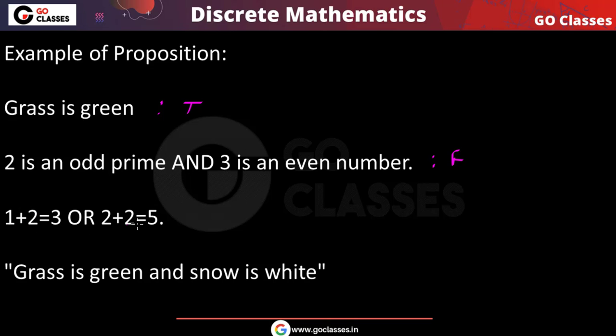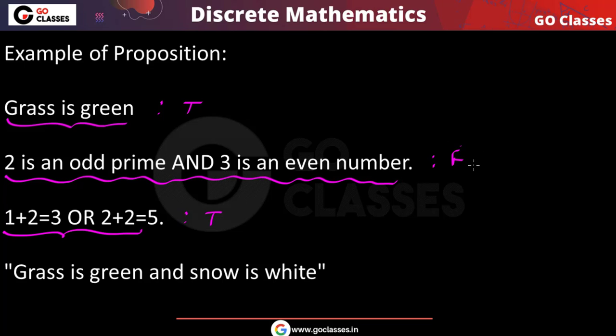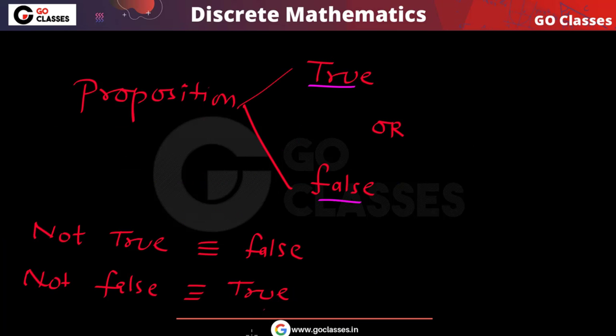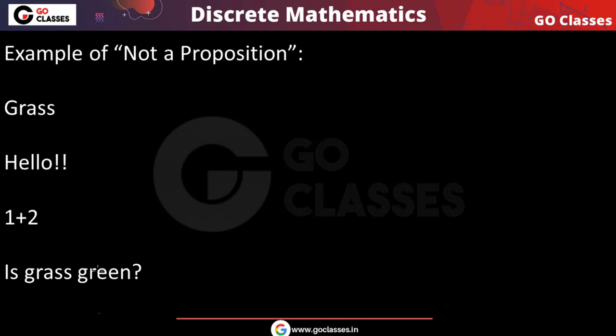1 plus 2 equal to 3 or 2 plus 2 equal to 5. This is also a proposition. This is a true proposition, a proposition whose truth value is true. Similarly, this is a proposition whose truth value is true. Similarly, this is a proposition whose truth value is false. This is called truth value. Similarly, this is a proposition whose truth value is true. So these are propositions, and the truth value of a proposition can be either true or false.